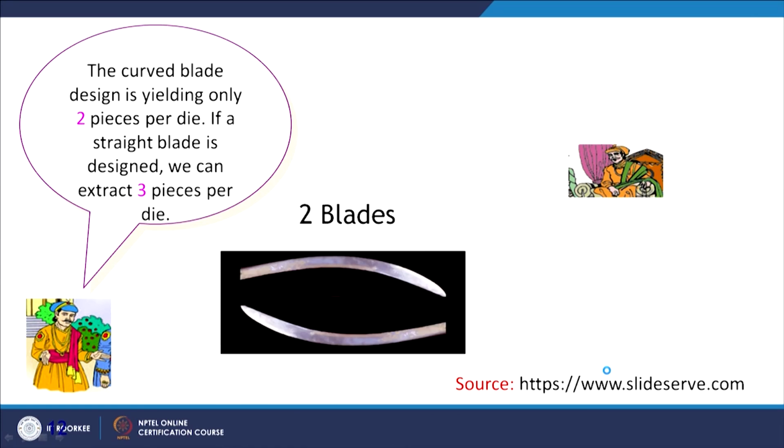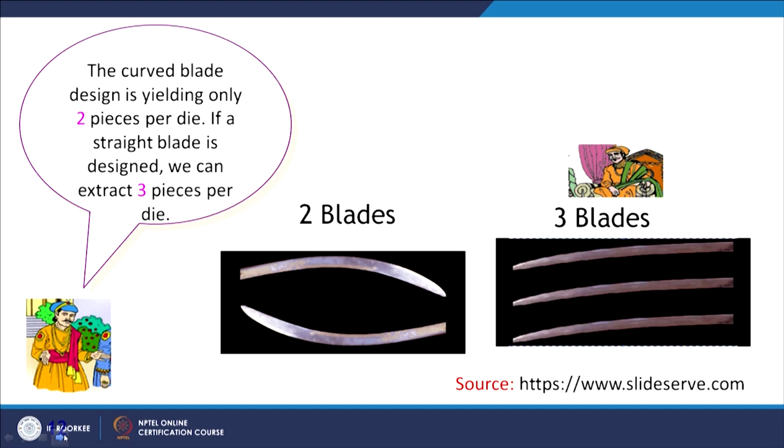Here you can see the 2 blades we are getting currently. This black area is the raw material out of which we are creating the sword. So you can see here we are cutting the sword. But if we change, from the same area of the raw material, the curved design of the sword to a slightly straighter design, we can get 3 blades out of the same area of the sheet from which the sword is being cut.